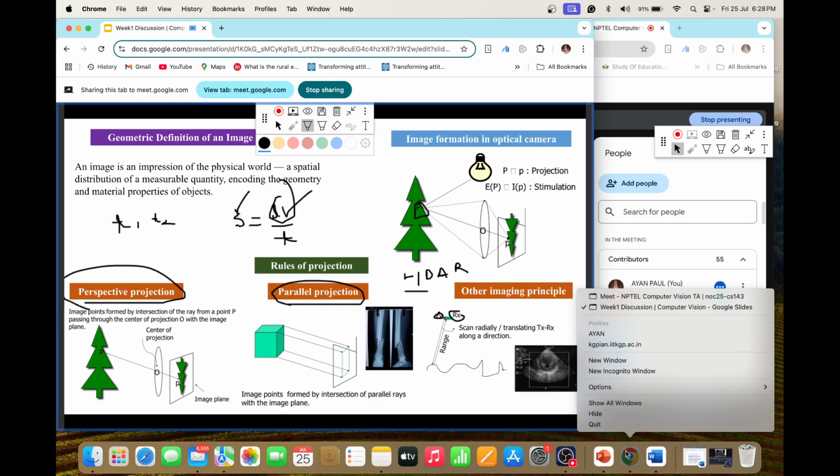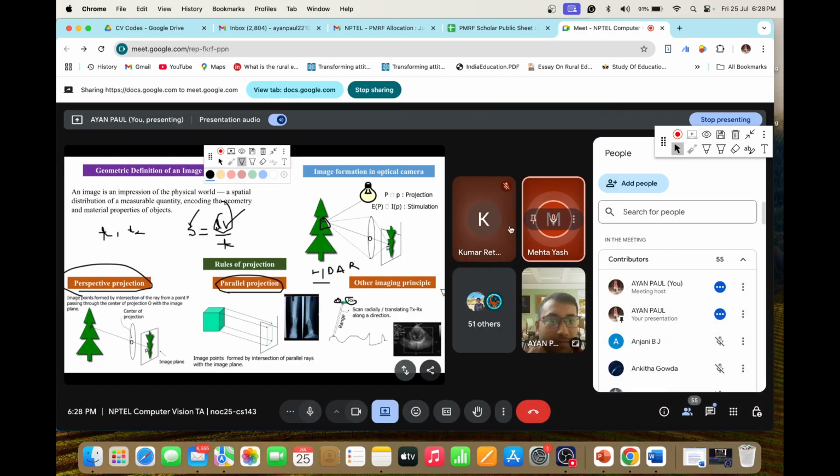Hello, sir. Sir, in other imaging principles, there is one example, echocardiogram. Can you please explain that? Yeah, ECG means the same thing.